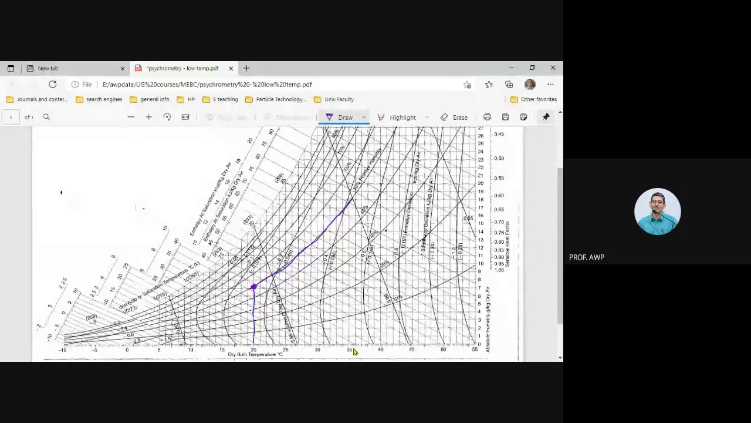What is the humidity? Humidity is just above this, 7 grams. So inlet air, 20 degrees centigrade, 50% RH, humidity is around 0.007 kg of water vapor per kg of dry air. Outlet air: what is the outlet air? 35 degrees centigrade, right? And 40% RH.